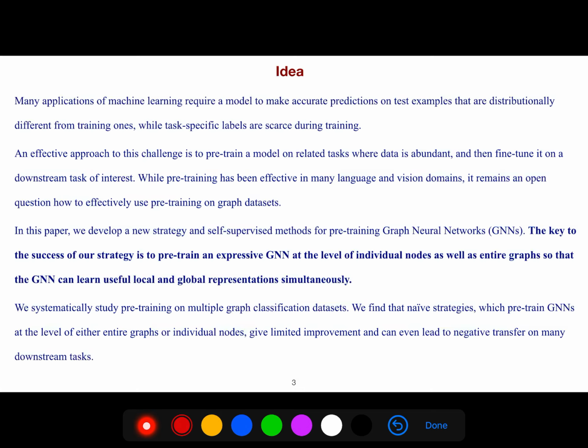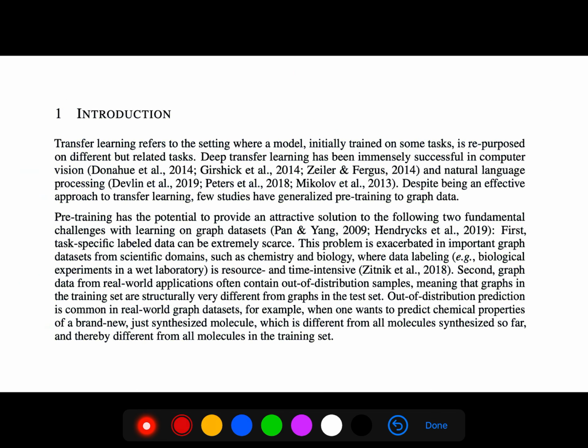So we systematically study pre-training on multiple graph classification datasets. We find that naive strategies which pre-train GNNs at the level of either entire graphs or individual nodes give limited improvement and can even lead to negative transfer on many downstream tasks.